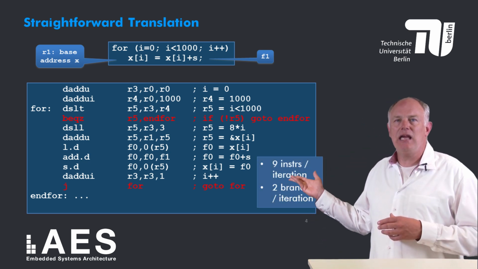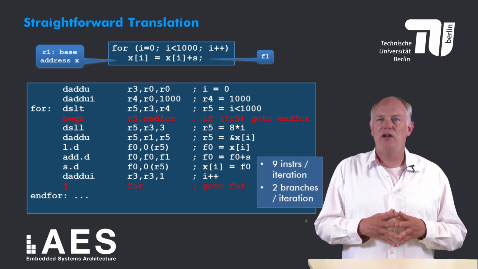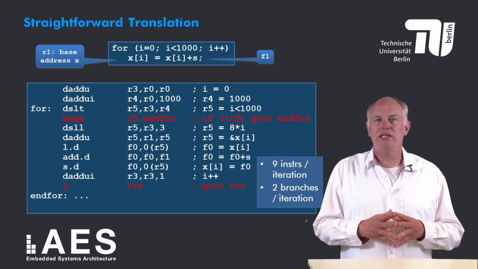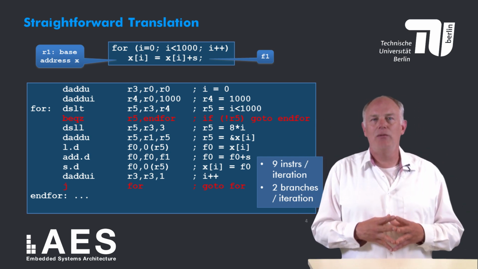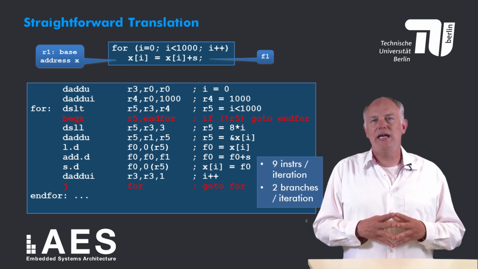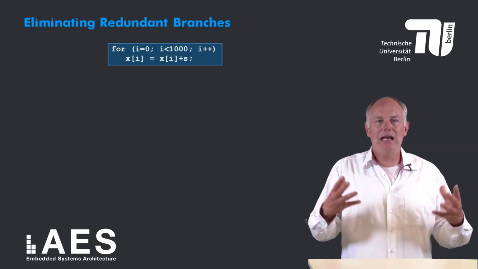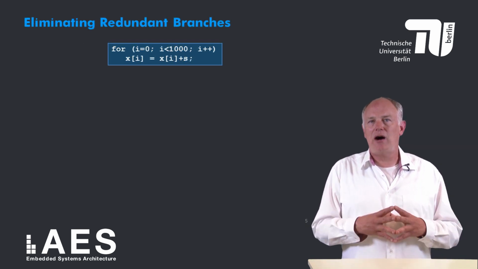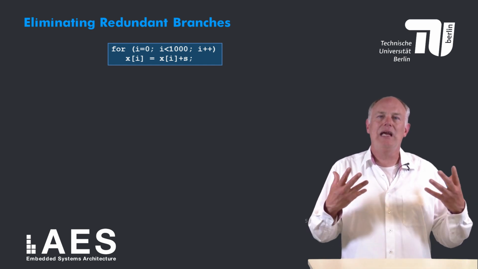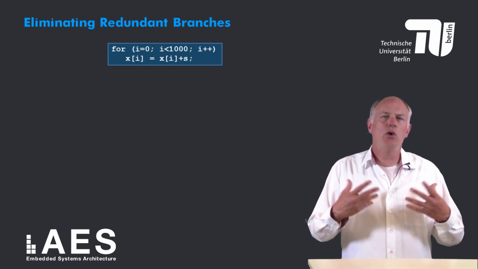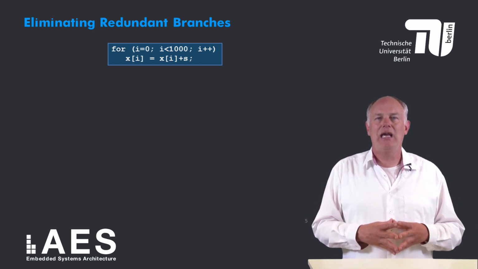We immediately see that in this straightforward translation there are 9 instructions per loop iteration and that we need 2 jumps per iteration, one at the beginning and one at the end, as highlighted here in blue. An obvious question is, would a single branch also be sufficient? By analyzing the code, the compiler found that the loop bound is 1000, which is a constant, and it will be iterated at least once. So we can move the branch to the end of the loop and eliminate the branch at the beginning.